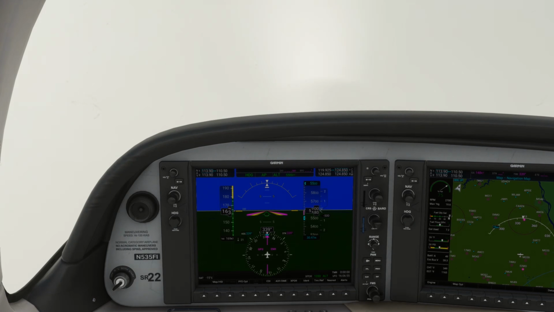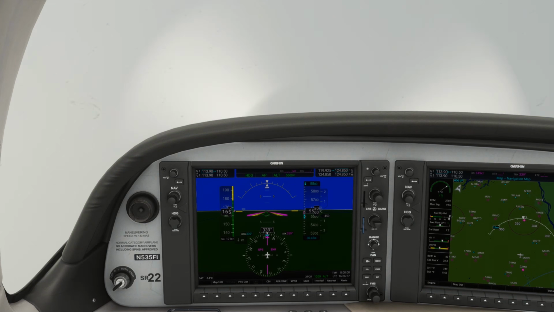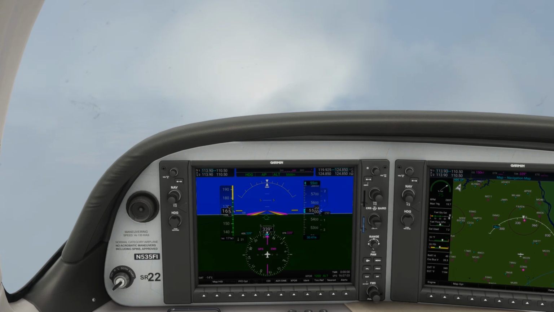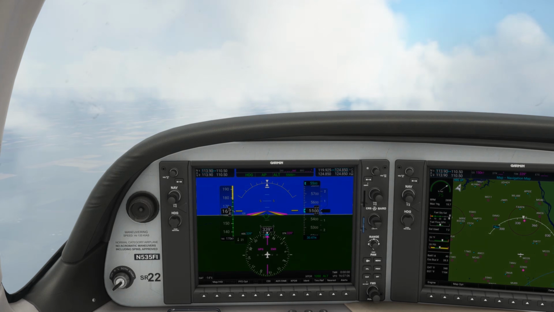There's no arguing that glass cockpits like the Garmin G1000 NXI can make it easier to maintain situational awareness during a flight, as long as we understand all the indications we're given and how they're generated.